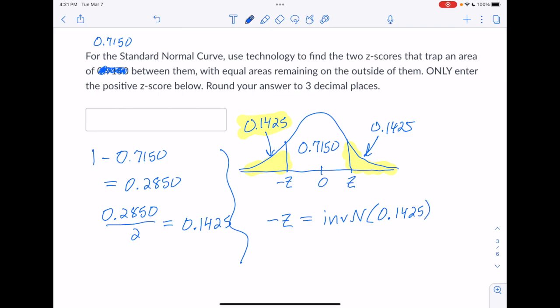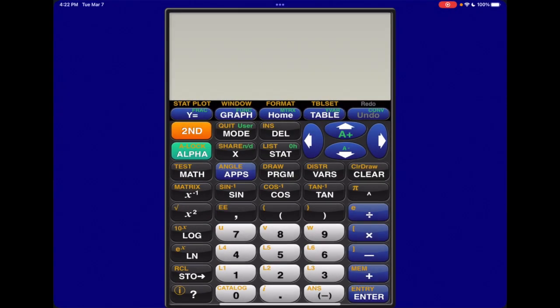And again, just a guess is nice because that way if you make a mistake, you might notice. So if the area in the middle was 0.6826, by the empirical rule, the z-scores would be negative 1 and 1. The area is a little bigger, so we'll be out a little wider. So I expect something a little past 1 on each side. So negative 1 point something is what I'm expecting. So let's go to the calculator and see what we get.